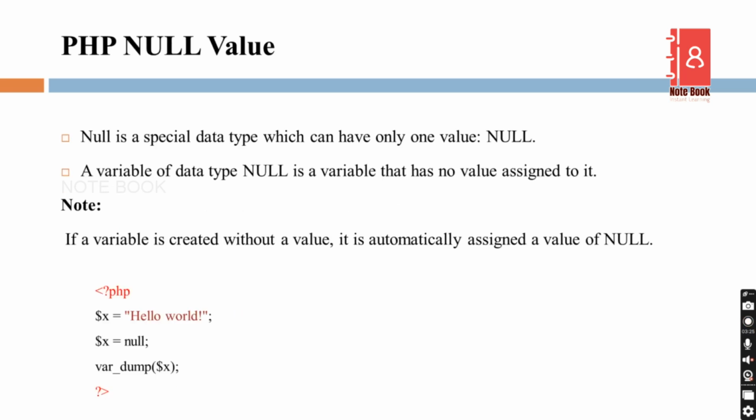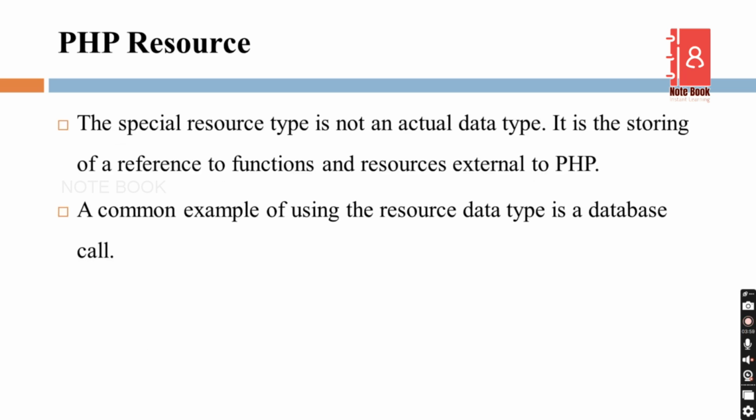PHP null value. Null is a special data type which has only one value, null. So it's a variable that has no value assigned to it, and if a variable is created without a value, it is automatically assigned a value of null. Look at the PHP script where $x is equal to hello world and $x is equal to null. So where the $x is considered to be null here, and whenever nothing is declared, the value was not specified as anything, it will be considered as null.